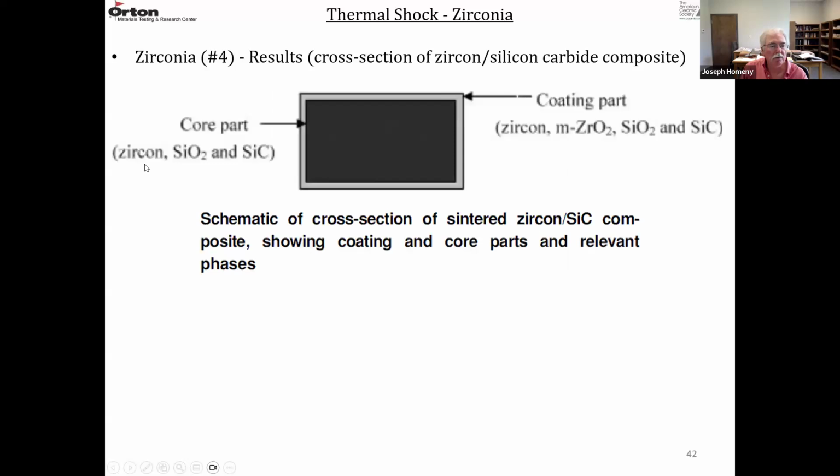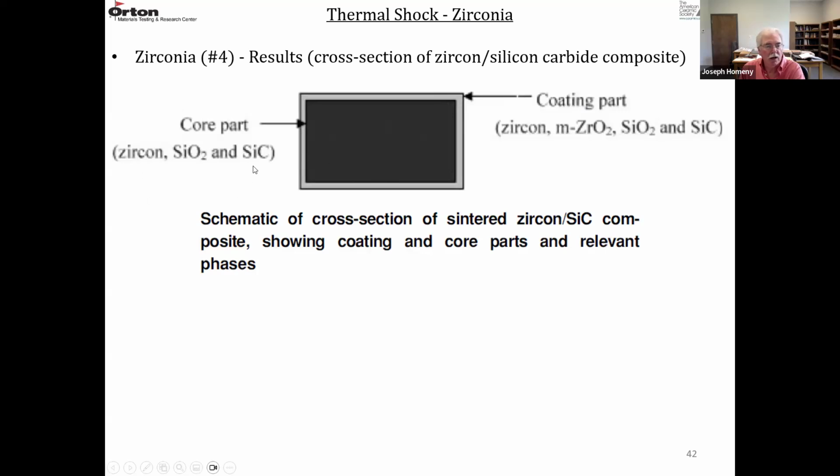So the core was zircon, some SiO2, and SiC. So we started out with zircon and SiC. There must have been some oxidation or dissociation of the zircon. And then the coating was zircon, silicon carbide, a monoclinic zirconia, and SiO2. So the surface started to dissociate first. So we now have 4 phases instead of 2, and apparently some SiO2 in the center.